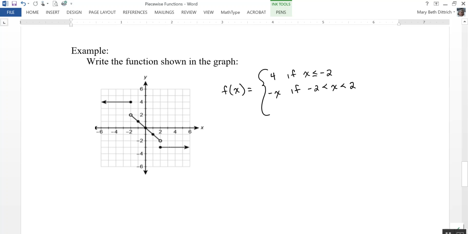And then my last piece is this horizontal line down here where y is equal to negative 3, but only when x is greater than 2. So f of x is equal to negative 3 if x is greater than or equal to positive 2. So not the whole line y equals negative 3, but only the piece where x is greater than 2.